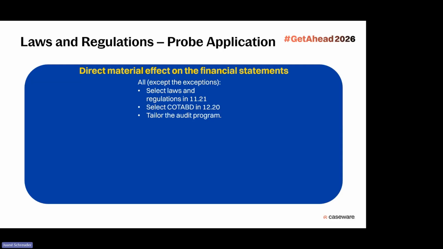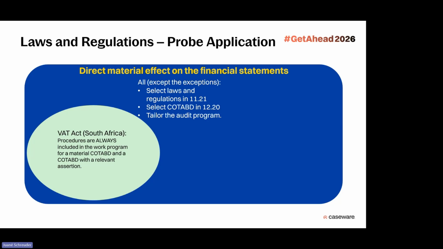That's the first thing. Then the second thing is, as with everything, it almost feels like a tax act. There are except-fors. There are exceptions. And so the first exception is, in a South African environment, the VAT Act. If you indicate in Trend 50 that the client is registered for VAT, the procedures for testing compliance will be in the work programs, because that's what we have to do: direct material effect on the financials, we have to test compliance, we have to have audit procedures. They will be in the work programs with material classes of transactions, account balances and disclosures.